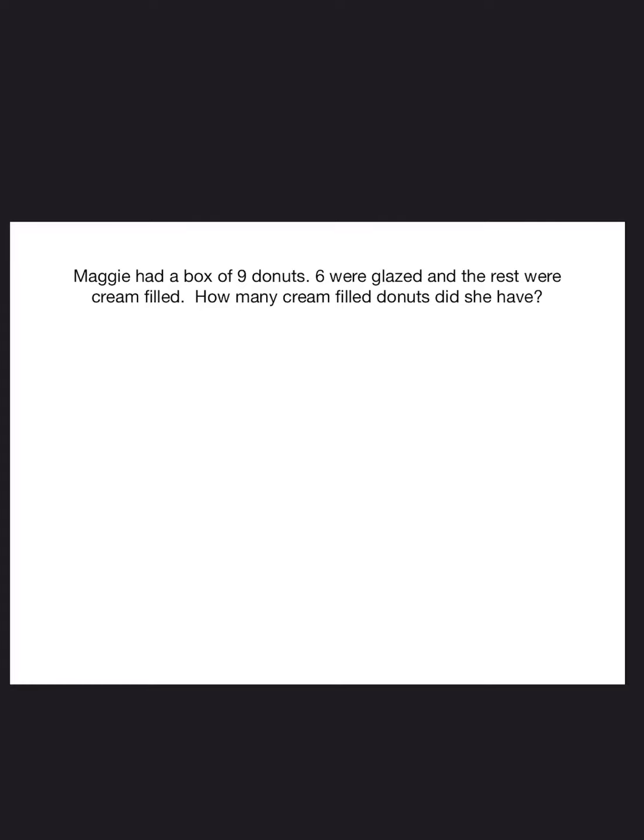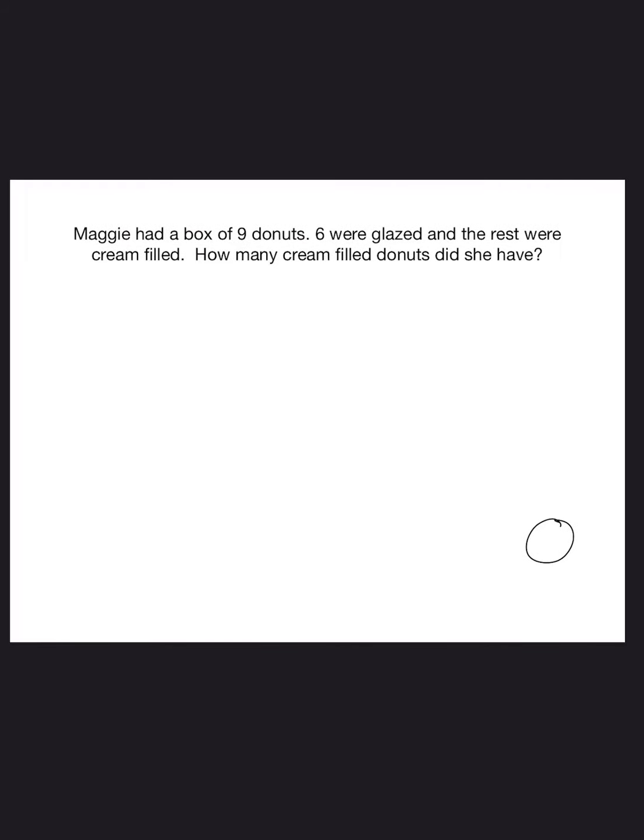All right, our first word problem today is Maggie had a box of 9 donuts. 6 were glazed and the rest were cream filled. How many cream filled donuts did she have? All right, boys and girls, here's what we're going to do. I am going to draw a number bond down at the bottom of my paper just like we did last week. I'm going to start with our whole and then part, and I'm going to draw our number bond and label it whole, part.